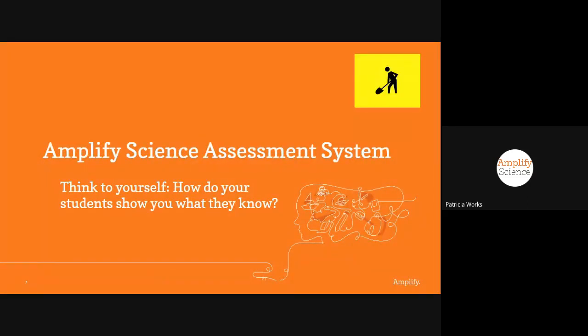So how do your students show you what they know? When you see slides with this yellow dig in graphic, you may want to pause and discuss the questions with your team. So if you're working independently today, just think for a moment about this question and then restart the video.